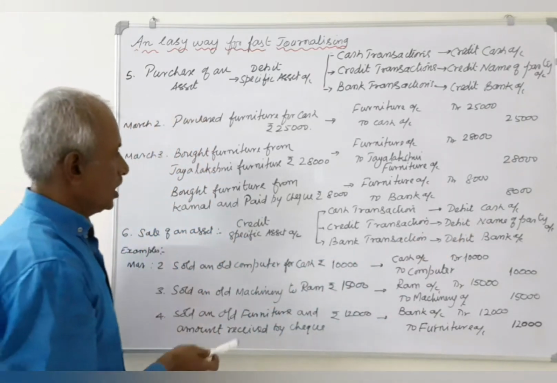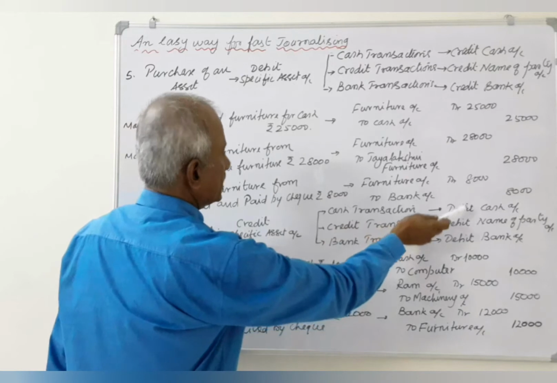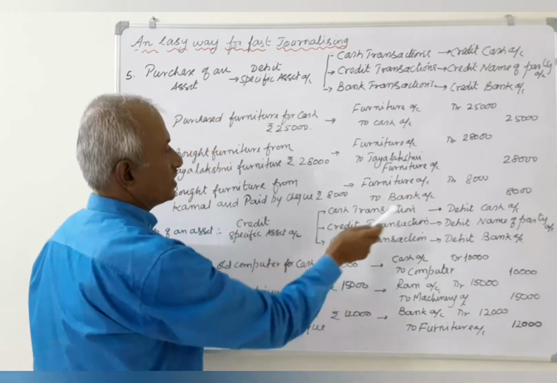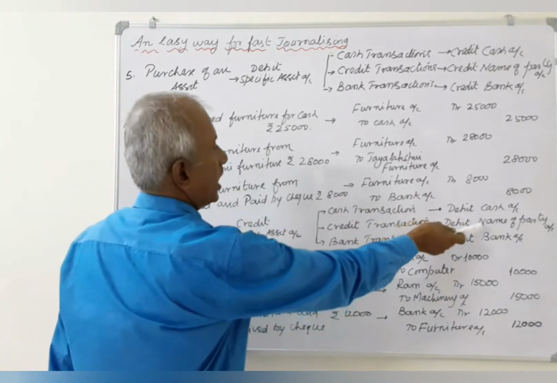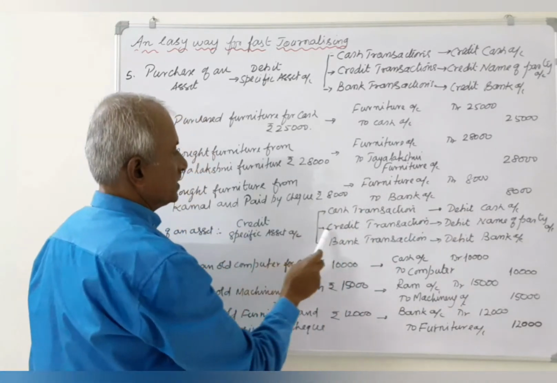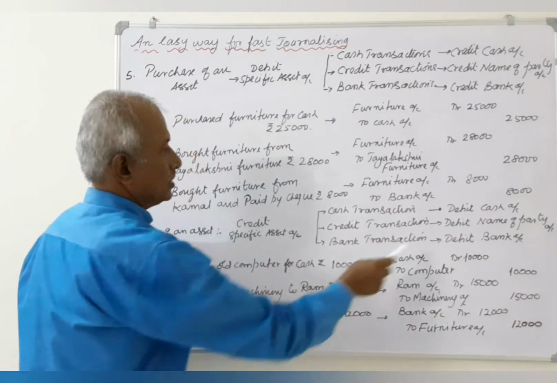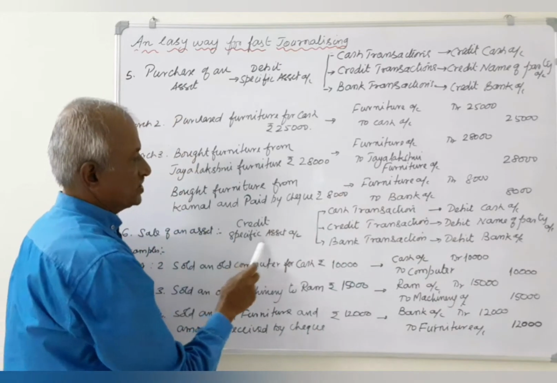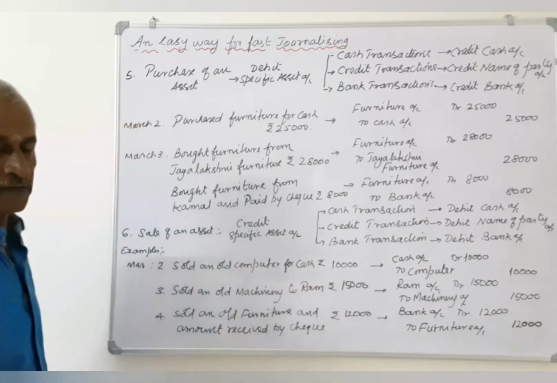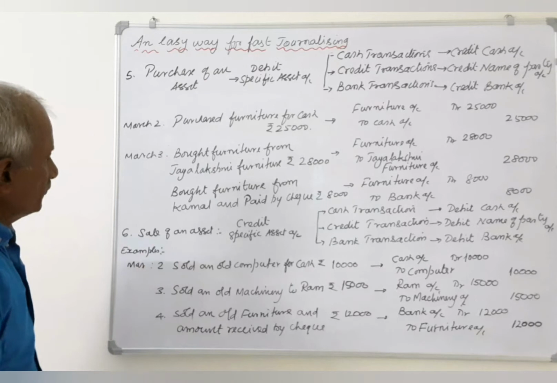So the journals are: cash account debtor to specific asset for cash transactions; name of the party account debtor to specific asset for credit transactions; bank account debtor to specific asset for bank transactions. Let us see some of the examples.